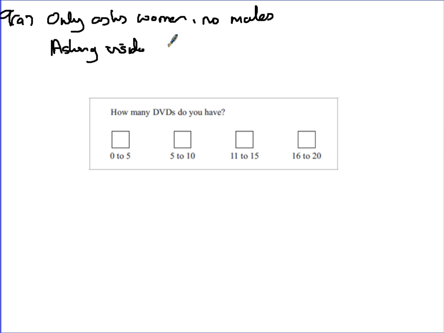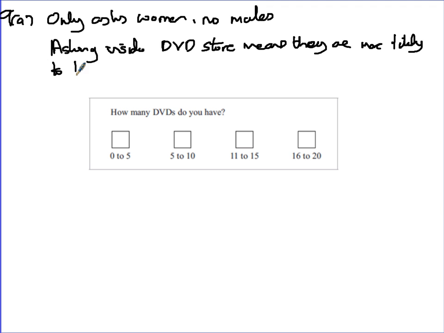DVD. DVD store means they are more likely to buy DVDs. So you really got that, those two are the two major reasons there.